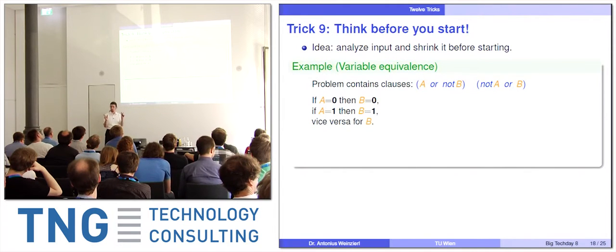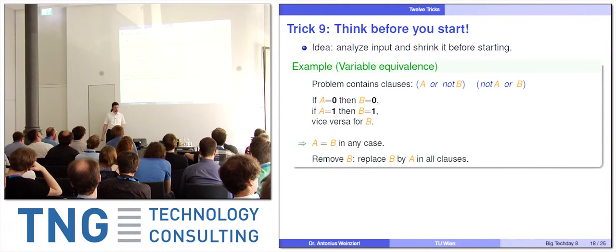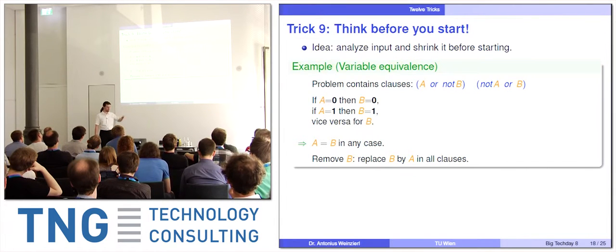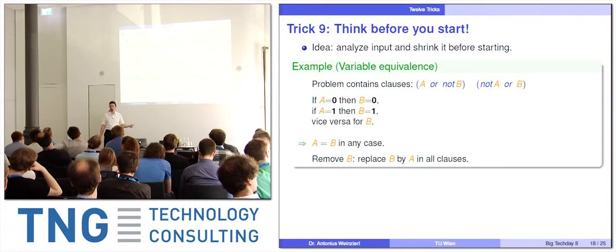So what these two clauses are telling us is that the value of A must be the same as the value of B in any case, because otherwise one of those two clauses will be violated. So what we can do here is simply remove B and replace B by A in all the remaining clauses. So we got rid of one variable, which means half of our search space is already done.